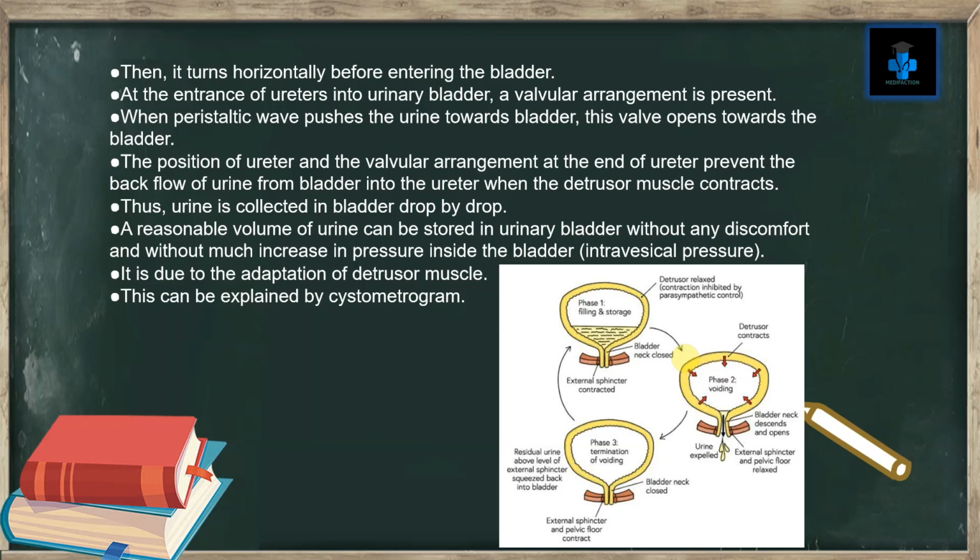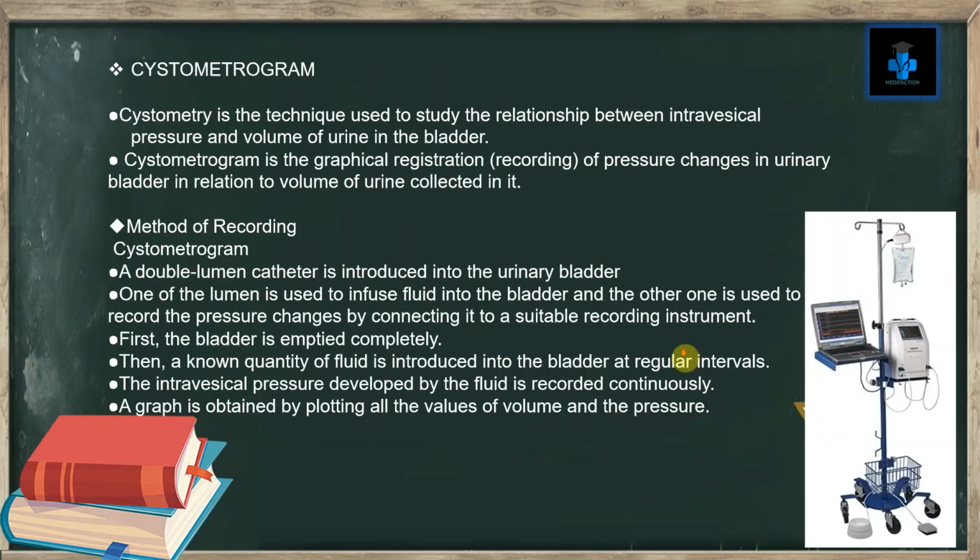A reasonable volume of urine can be stored in urinary bladder without any discomfort and without much increase in pressure inside the bladder. It is due to the adaptation of detrusor muscle. This can be explained by cystometrogram. Now let's learn about the cystometrogram.